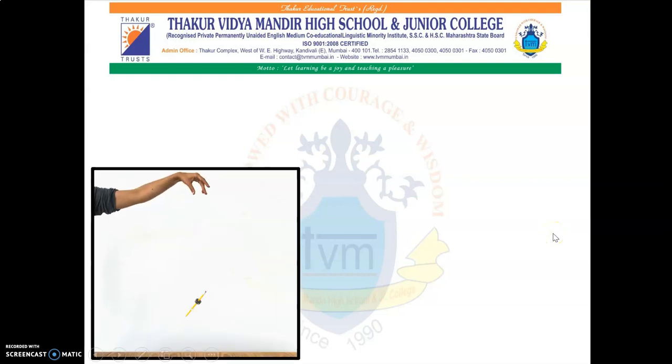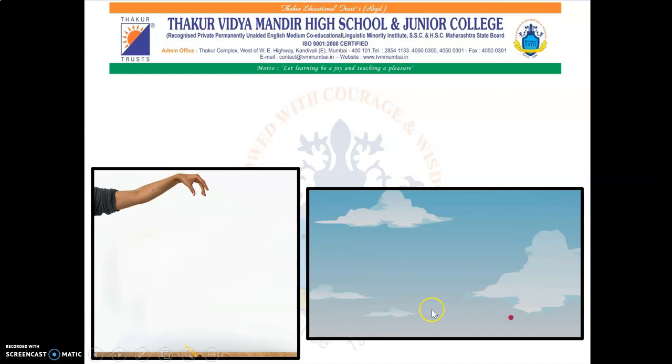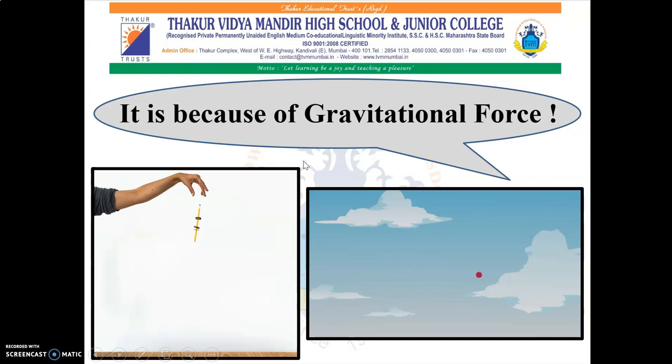Now observe the picture very carefully. A pencil is dropped from a certain height, after which it is falling down. Here in this picture, when a ball is thrown in the upward direction, after reaching a certain height, again it starts falling down. Why is this so? Here comes the gravitational force. It is because of the gravitational force that these objects are falling down.